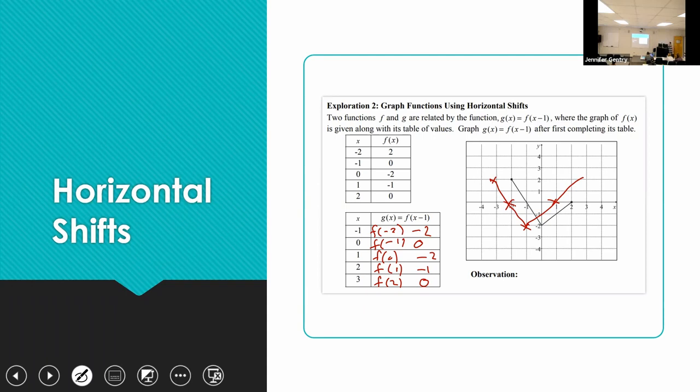I have too many things on my board. There we go. Oh, wrong way. We did vertical. Okay.